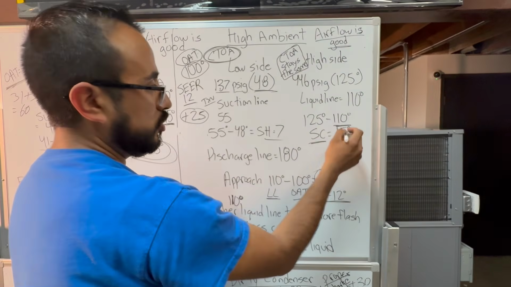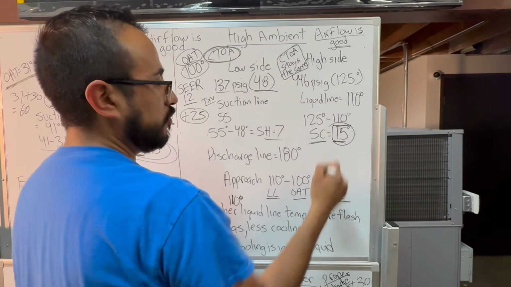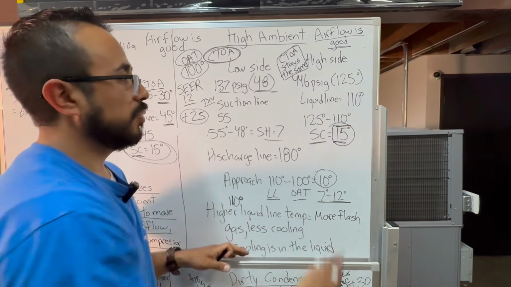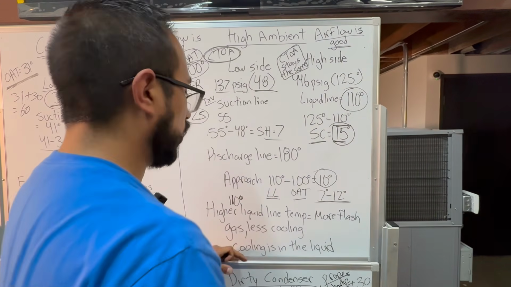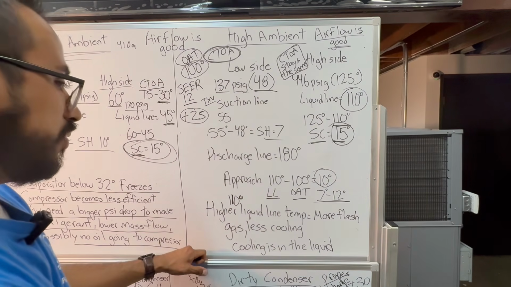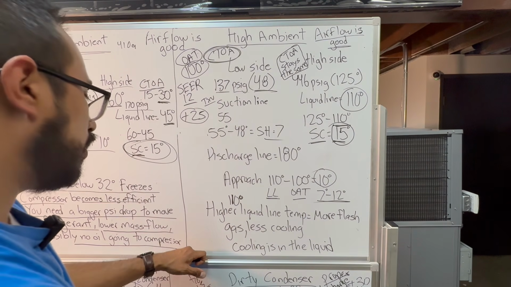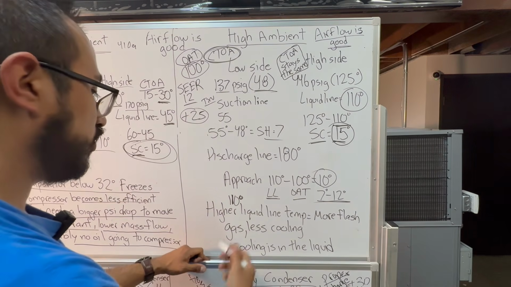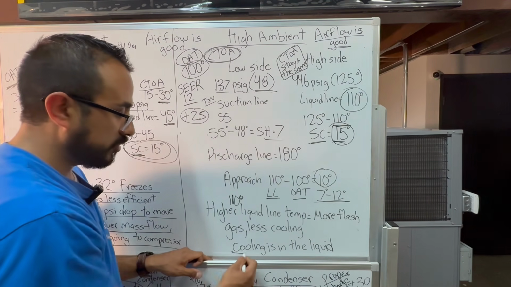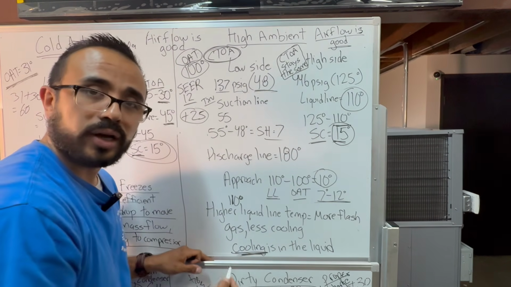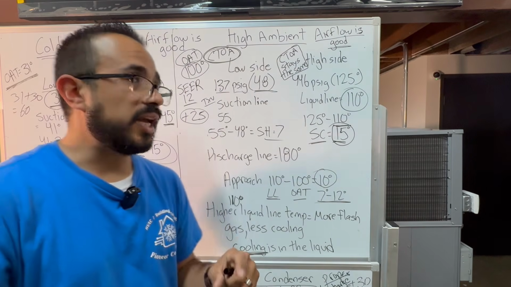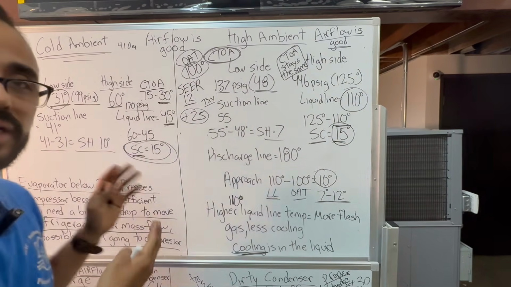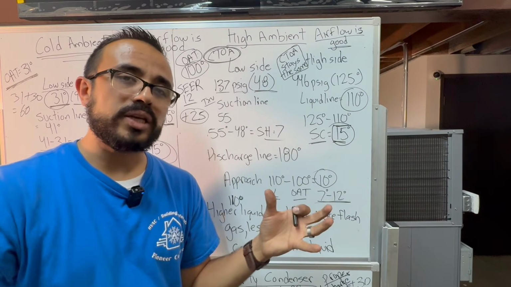But going back to this though, high ambient, yep, we have subcooling. That tells me we have some liquid in the condenser, but I have a really high liquid line temperature. And in this case, like I said, higher liquid line temperature, more flash gas, less cooling, because cooling is in the liquid, right? So that's kind of the key. But yes, high ambient or cold ambient, both will produce some subcooling.